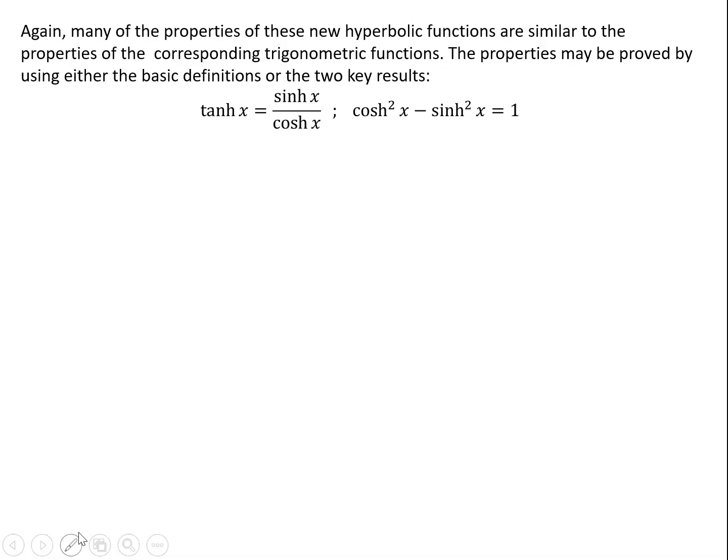Now, many of the properties of these new hyperbolic functions are very similar to the properties of the corresponding trigonometric functions. The properties, if we need them, can be proved either using the basic definitions or just calling back on the two key results that tanh x is sinh x over cosh x, and cosh squared x minus sinh squared x is always equal to 1. So let's have a look at solving the equation sech x plus 2 tanh squared x equals 2.